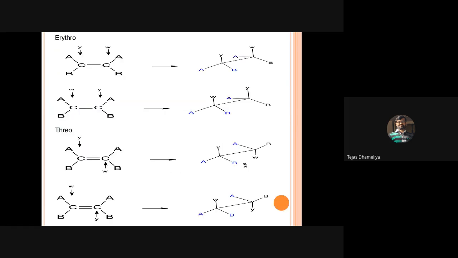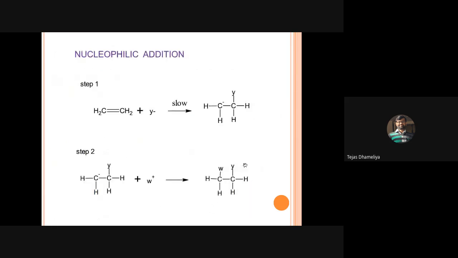From the stereochemistry point of view, if both of these groups, W and Y, are added from the same side of the double bond, the syn product will be formed. And if they are added to different sides, or across the double bond, they will form the anti product. And then another reaction we have seen is called nucleophilic addition reactions.